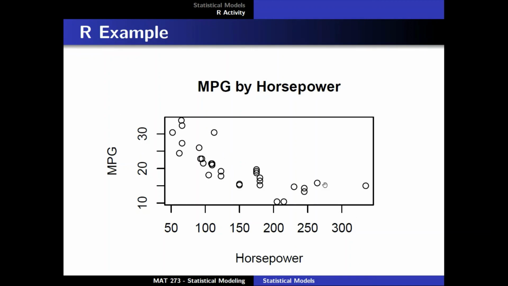So this is helping us visualize the relationship between horsepower and miles per gallon. And here we can see there's a negative relationship, in that as horsepower increases on the x-axis, the miles per gallon tends to decrease on average. So this is a negative relationship between the two variables, we say.